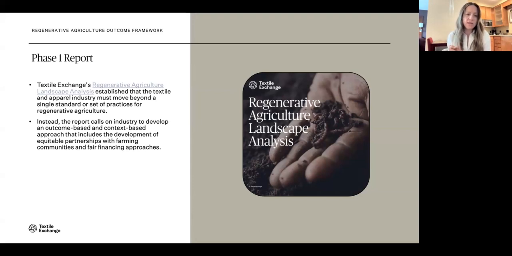We also need this to serve as a foundation for our evolution of our standards work. So looking at more directly linking practices to outcomes and using the regenerative outcome framework where relevant to set the foundation for what those outcomes might look like. So lots of different needs for this. And with that, I'll turn it over to Sarah Kelly, who's our lead consultant on this project, to talk a bit more about the intent with the regenerative outcome framework, this phase two, adding on to the regenerative landscape analysis report.